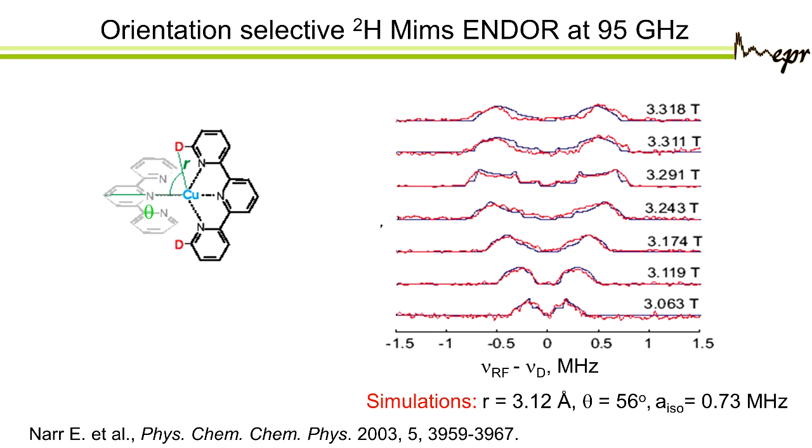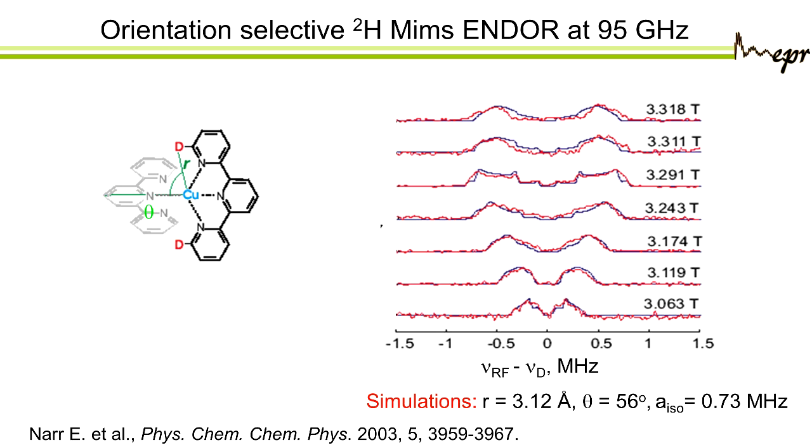So here is an example. This is exactly the question that I was asked. This is orientation selective Mims ENDOR at 95 gigahertz. You see this particular copper complex, and the question was something about the structure. Deuterium was put in these two rings, and the orientation of this ligand with respect to g parallel was of interest.